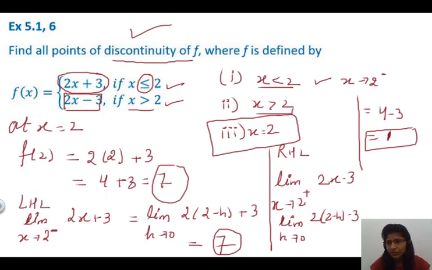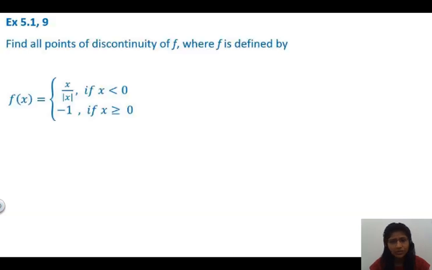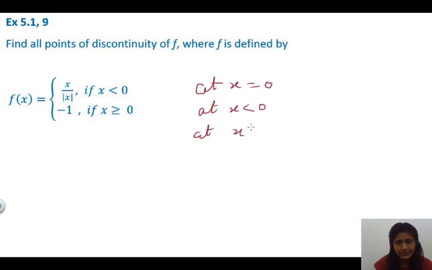Let us now move to the next question. Okay, I just wanted to show you this. In this question number 9, first of all, we will check at x equals 0, then at x less than 0, and then at x greater than 0. So these will be the three things we're going to check.